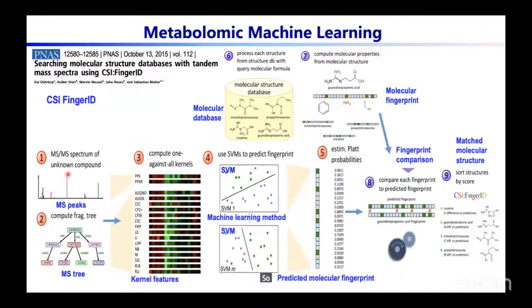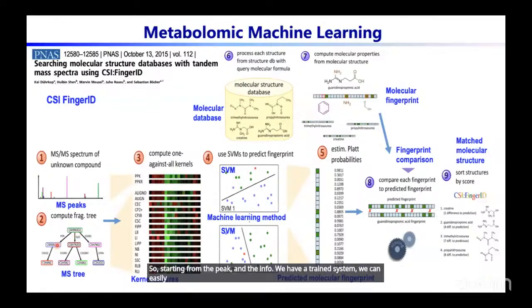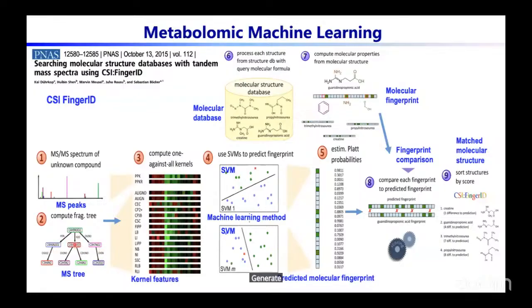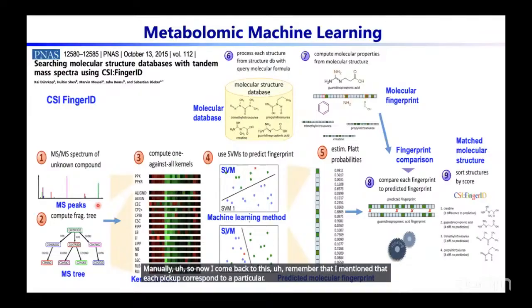Starting from the peaks, if we have a trained system, we can easily generate this kind of MS tree. If you don't have a trained system, you can also generate this tree manually. So now I come back to this. Remember that I mentioned that each peak corresponds to a particular mass.